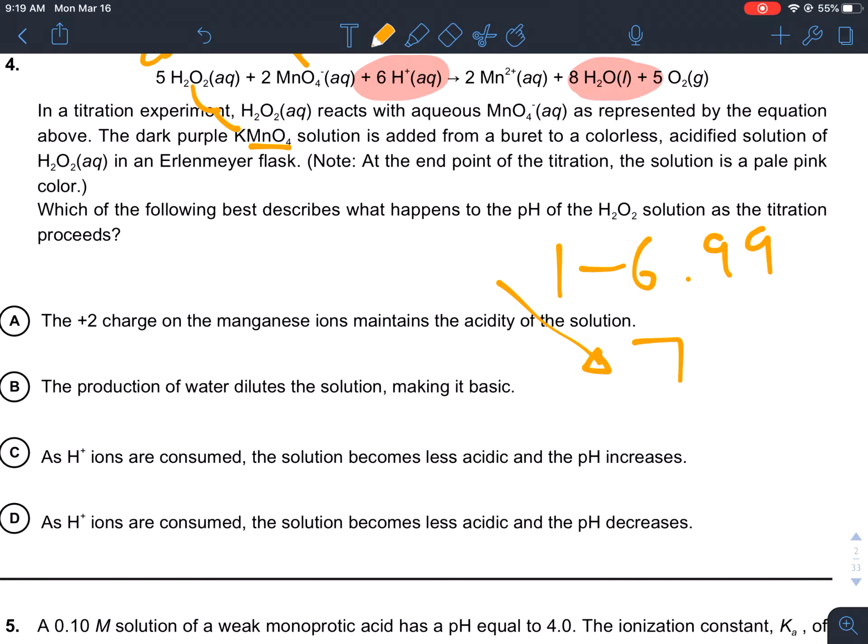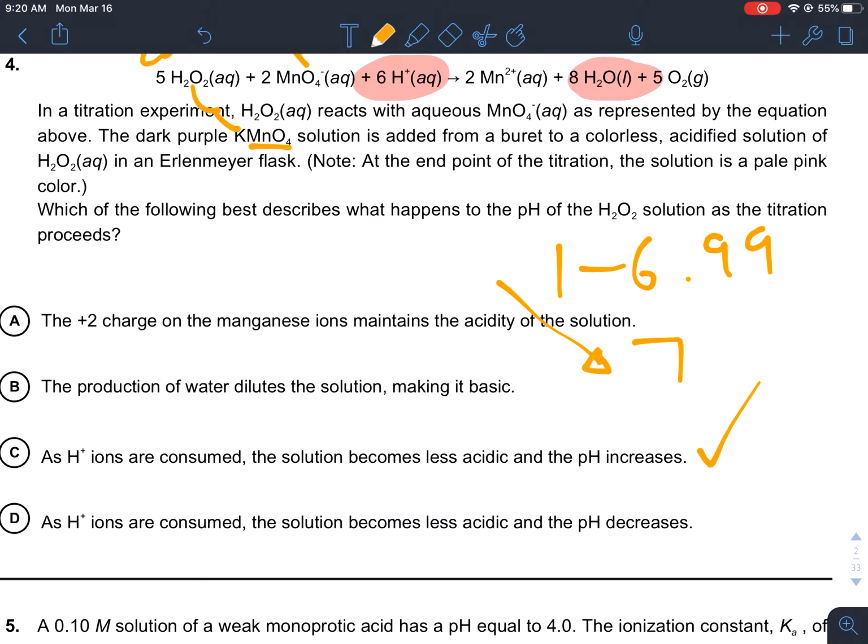A, the +2 charge on the manganese ion maintains the acidity of the solution. I don't know what that means. It didn't maintain its acidity. The production of water dilutes the solution, making it basic. It didn't become basic, okay? There's no OH minus there. It's just getting less acidic. As the H plus ions are consumed, the solution becomes less acidic and the pH increases. That is true.